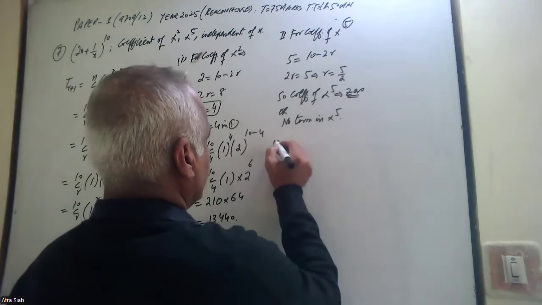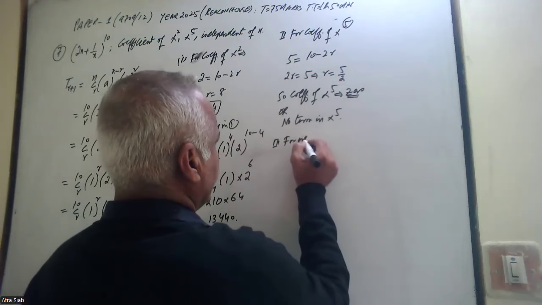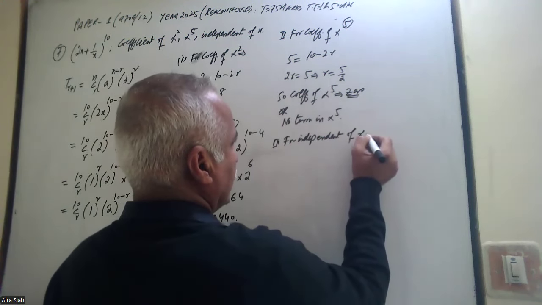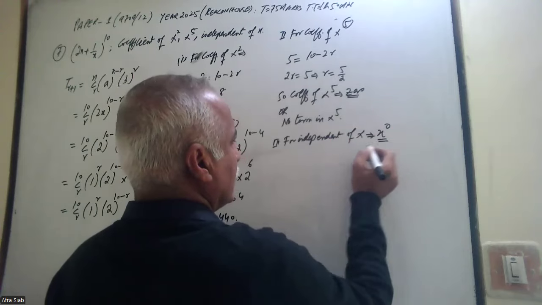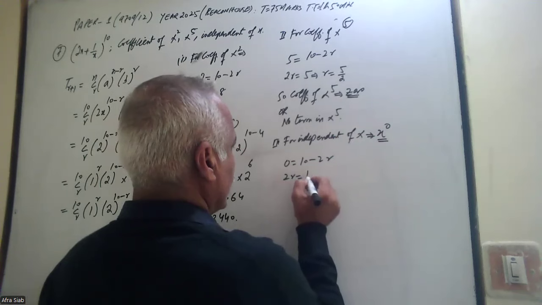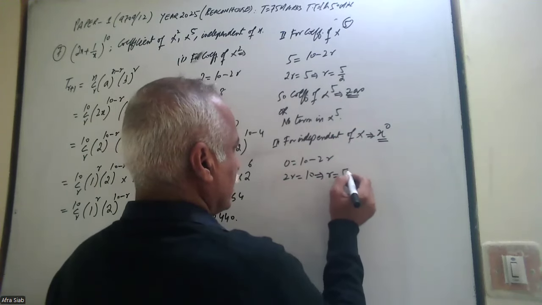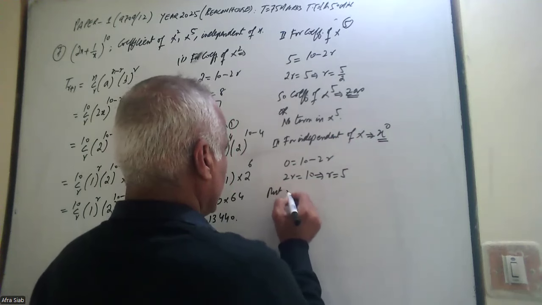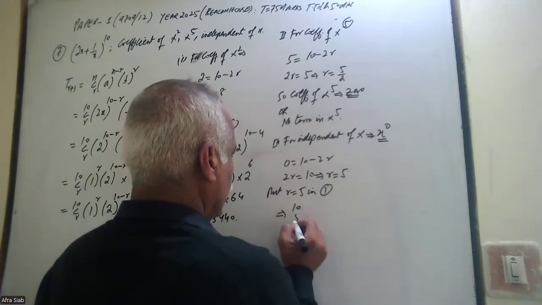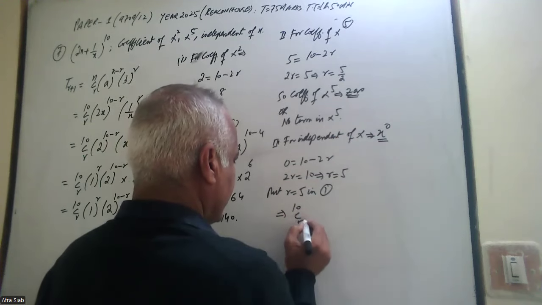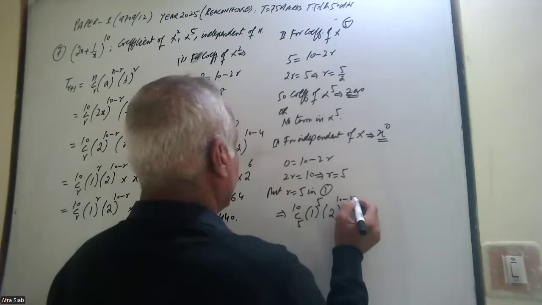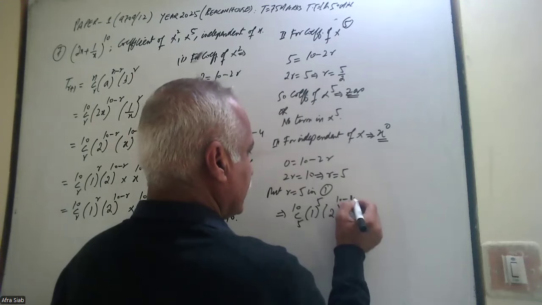Part 3 now. For the term independent of x, that means x power 0. So it means 0 should be equal to 10 minus 2r. 2r should be equal to 10, or r should be equal to 5. Now we put r is equal to 5 in equation number 1. So it should be equal to 10C5 1 power 5 into 2 power 10 minus 5 into 2, 10.